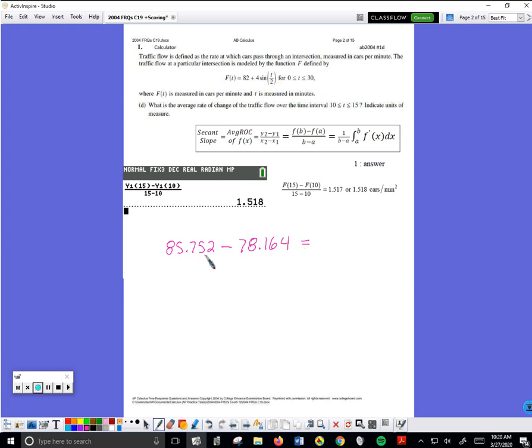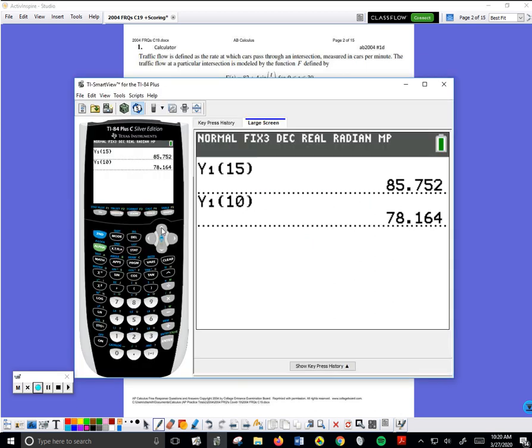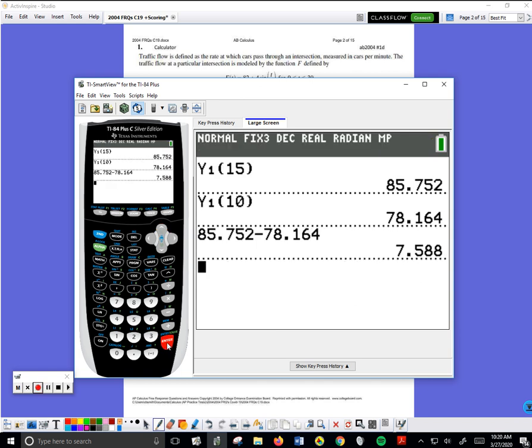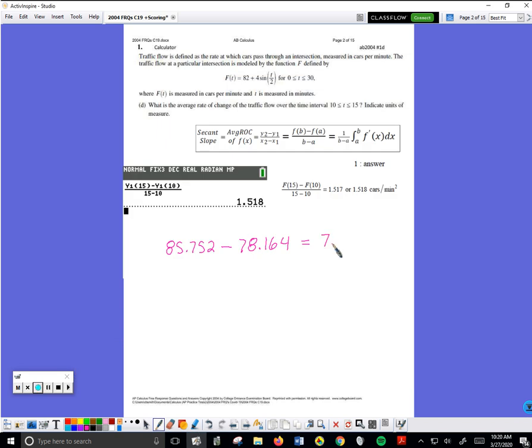So that's this many cars per minute, subtract this many cars per minute, and I find out I need to use the stored values. So I'm going to grab these, enter, minus, 7.588. So over those 5 minutes, the flow increased by 7.588 cars per minute. That increase occurred over a 5-minute time period.